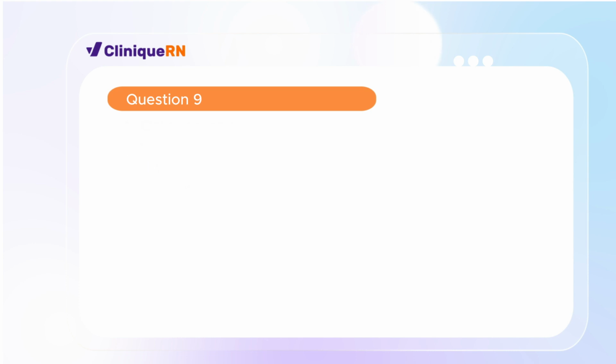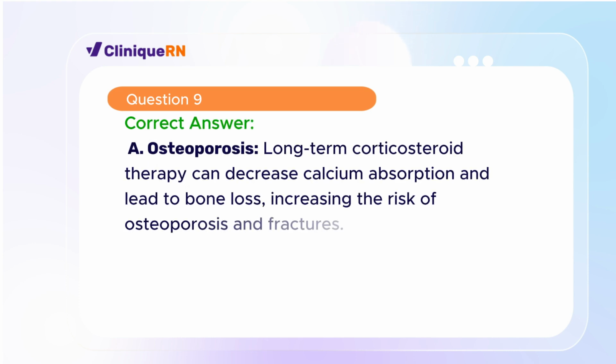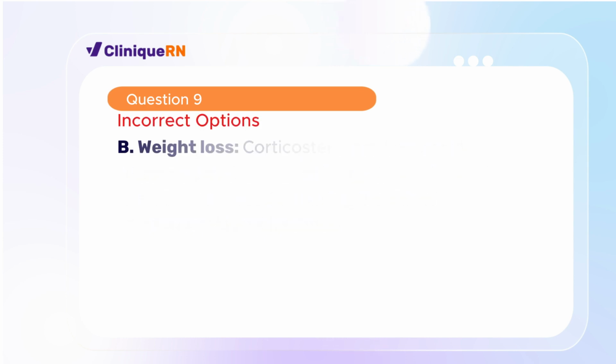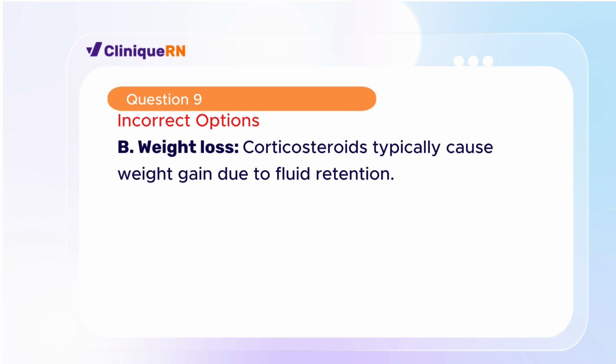The correct answer is A. Osteoporosis. Rationale for correct answer. Long-term corticosteroid therapy can decrease calcium absorption and lead to bone loss, increasing the risk of osteoporosis and fractures. Rationale for incorrect answers. B. Weight loss. Corticosteroids typically cause weight gain due to fluid retention.